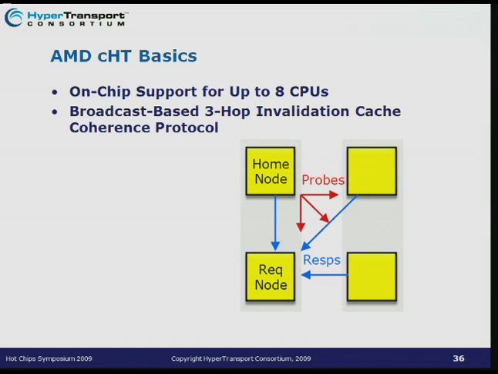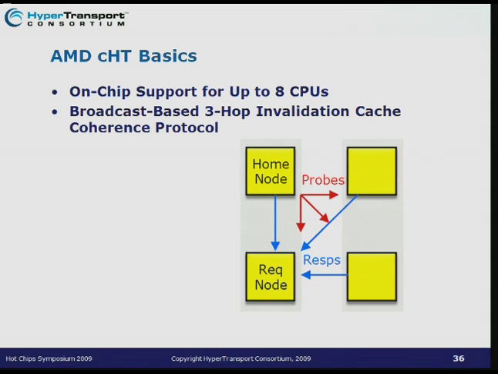Well, it's a protocol that supports in the current version up to 8 CPUs, and it's based on broadcast. So the idea is that if we don't have a multi-drop bus, we simply broadcast a command, a probe or, for instance, an invalidation request to all the nodes in the system. We do so by using a 3-hop invalidation cache coherence protocol. Why 3 hops? Because we need some way to make sure that we avoid race conditions. And race conditions in the AMD implementation are avoided by serializing requests to the same memory line through the home node.